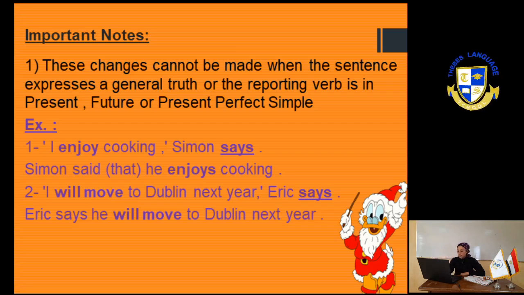Miss, but said here, and says here? No. Let me tell you something. Don't be confused between said and says and the main verb of the sentence. Why? Because we are going to see the next one as follows. "I will move to Dublin next year," Eric says. Eric says he will move to Dublin next year. Miss, what is the difference? Okay, let me tell you something.